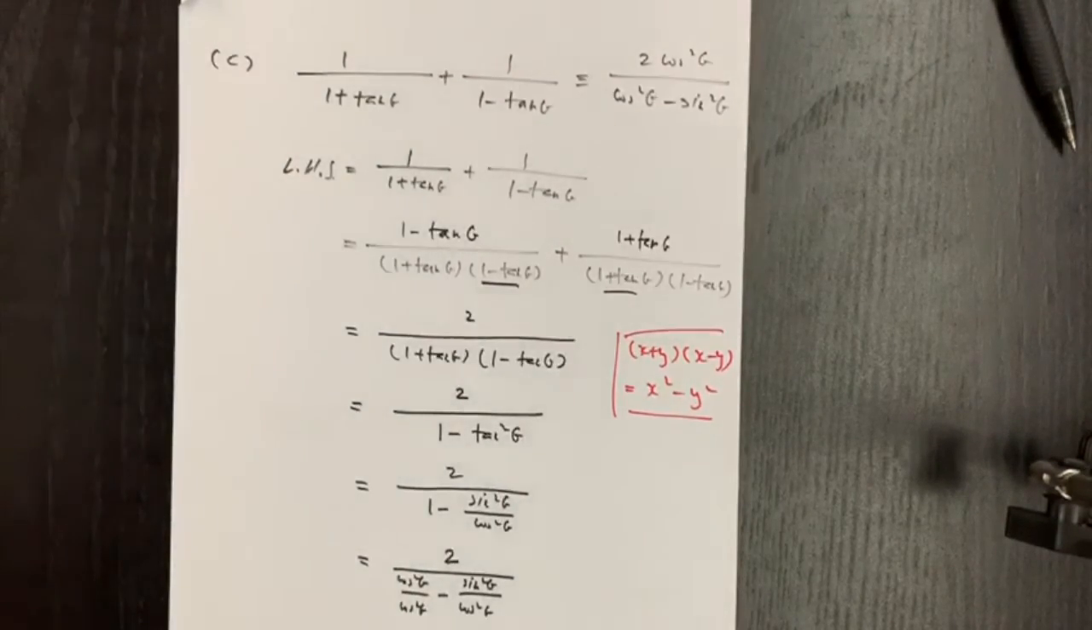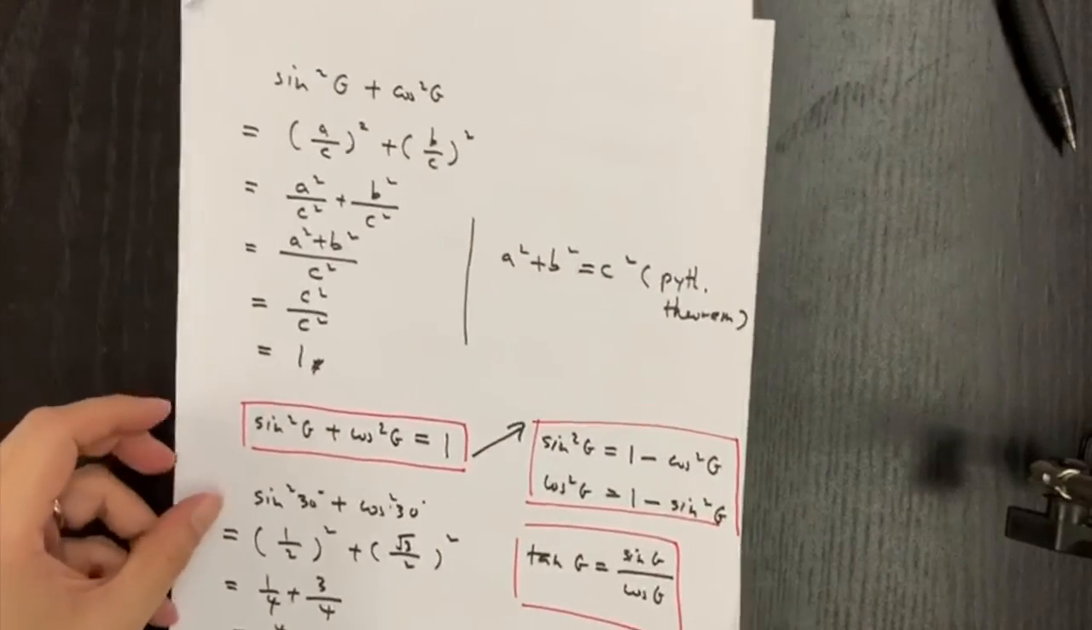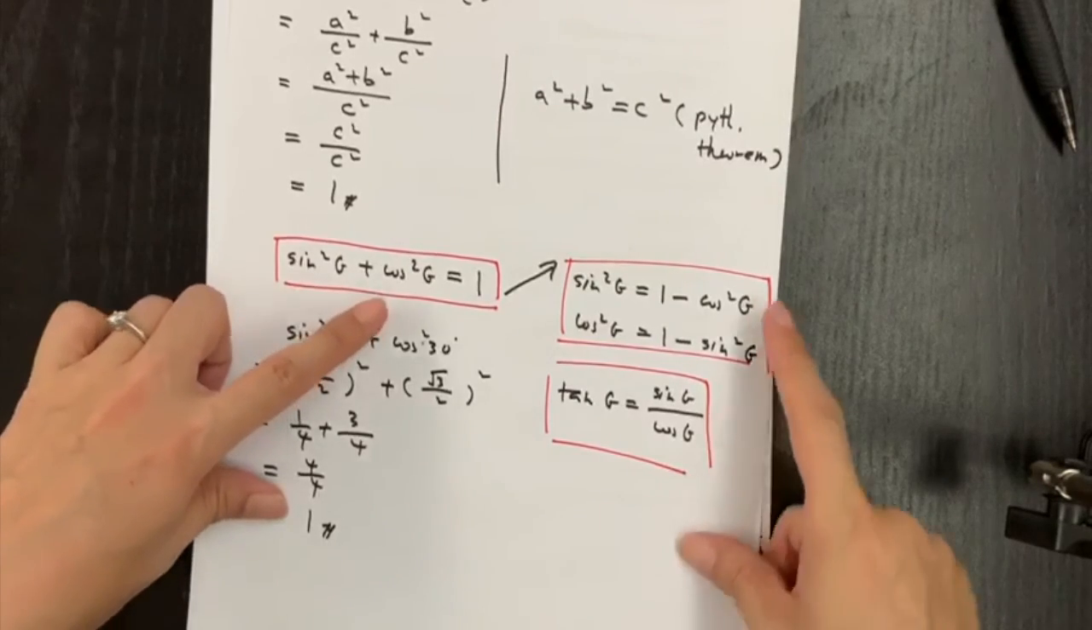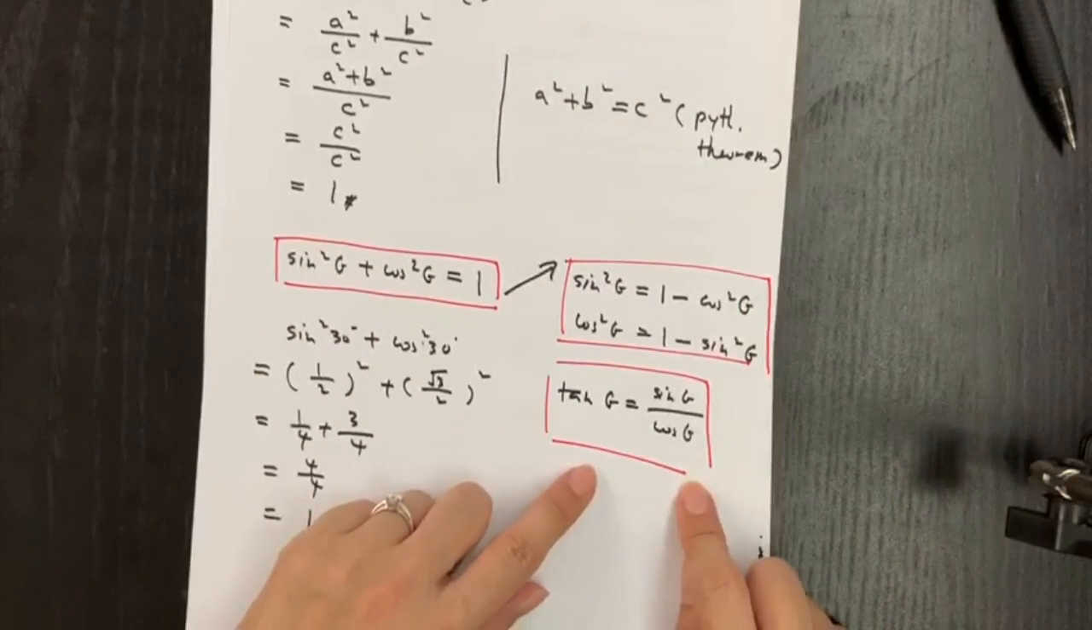Okay, so let us go to the identity table. Finally, go to the identity table, all identities here. All right, so here we have all the identities that we need to use to prove or to simplify the expression.